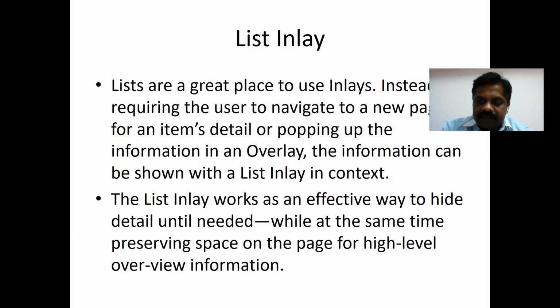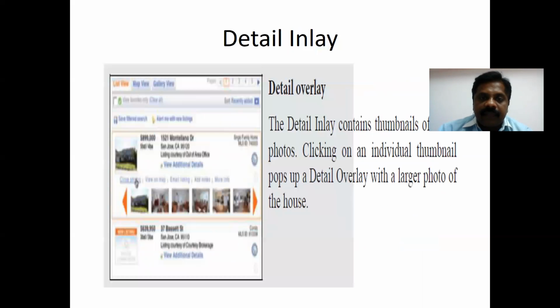List inlays. Lists are a great place to use inlays instead of requiring the user to navigate to a new page for an item's detail or popping up the information in an overlay. The information can be shown with a list inlay in context. The list inlay works as an effective way to hide detail until needed, while at the same time preparing space on the page for high-level overview information. So this is an example of a detail inlay.